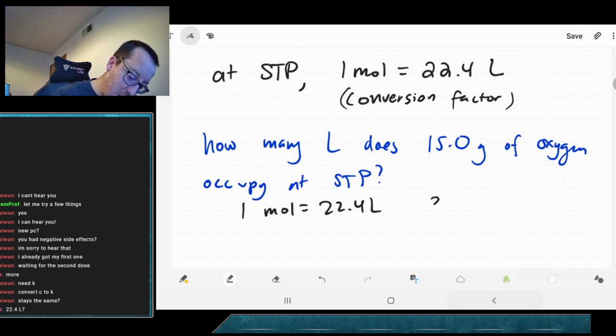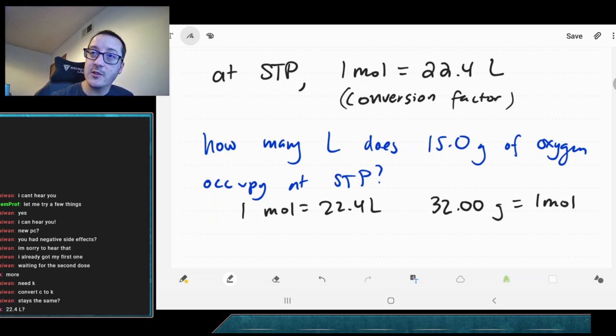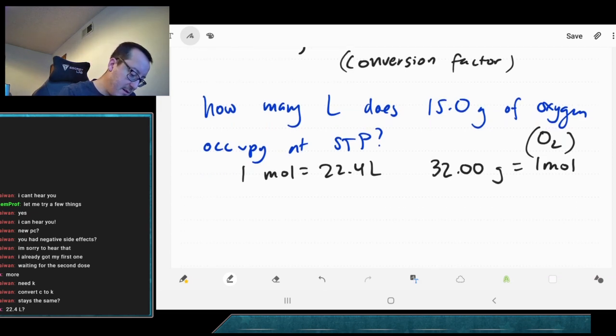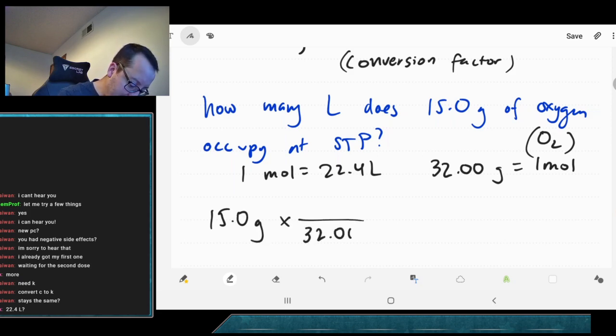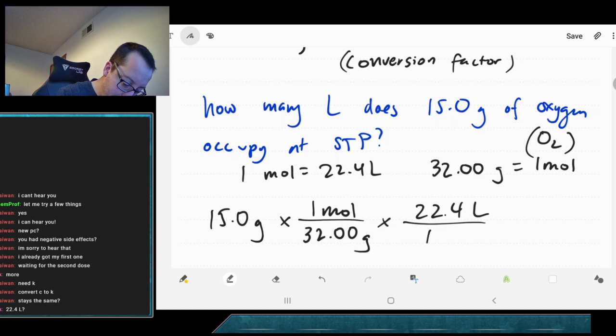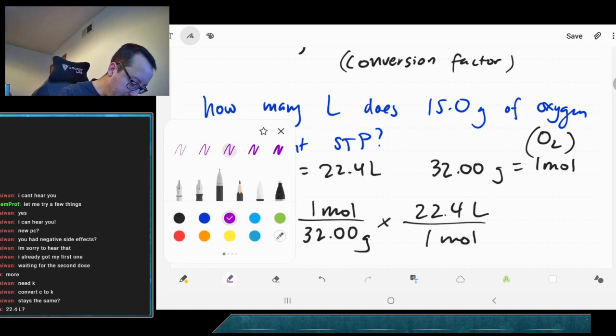And we know that 32 grams of oxygen is 1 mole. Don't forget, oxygen is O2. You do not see monoatomic oxygen. You always see it as diatomic. And so we have 2 conversion factors that will get us our answer. So we start with grams. We're going to want to get rid of grams, so that goes on the bottom. And we'll see that all these units will cancel out. We'll be left with liters.